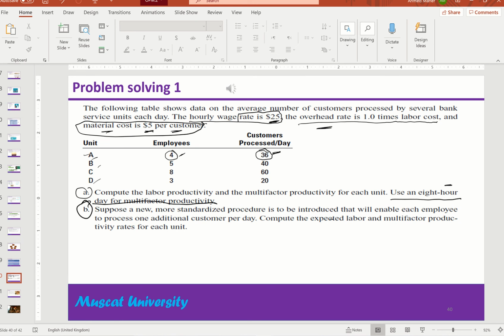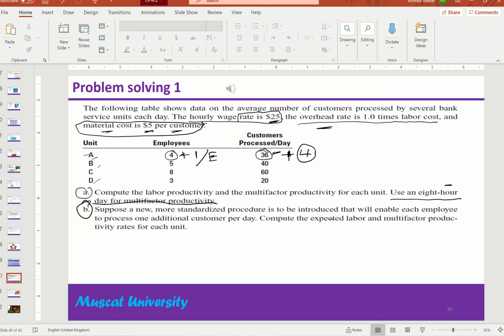So what this says is they have a new procedure to serve the customers. It's more standardized and thus will enable a higher processing rate for customers. This new approach will serve one additional customer per employee. So here we have 4 employees. Each of them will serve one extra, plus one per employee. So in total, we have 36 plus 4.